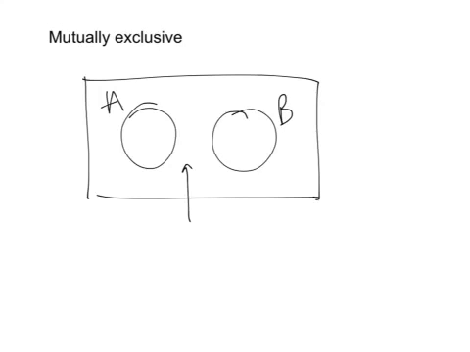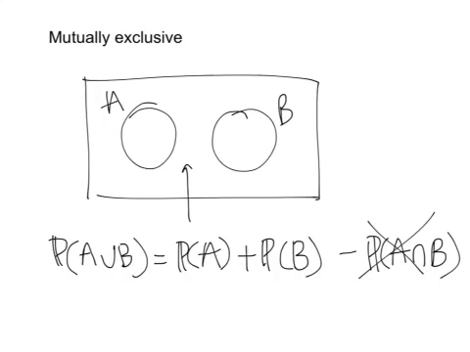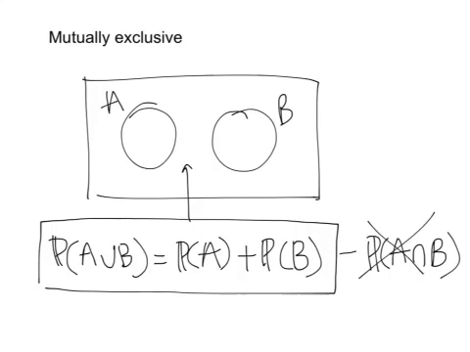For this, when we look at the addition rule, the probability of A union B is the probability of A plus the probability of B minus the probability of the intersection. As we can see, we have no intersection here. That bit goes away. So this is our addition rule for mutually exclusive events. The probability of A or B is just the probability of A plus the probability of B.